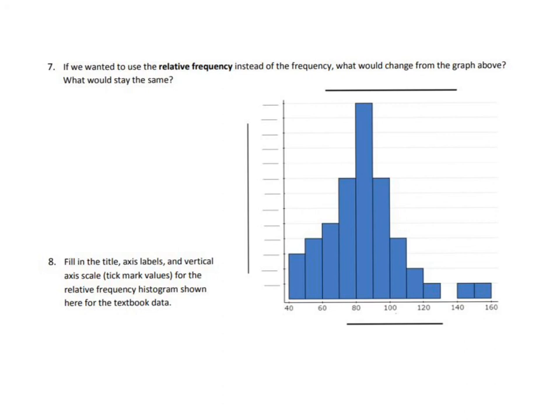Okay, so number 7 says if we want to use the relative frequency. Notice this one has a different word attached to it. This says relative frequency instead of just frequency. So relative frequency basically means your decimal. If you go back to your chart a couple pages, you had a frequency column and a relative frequency column. Remember, your relative frequency was that decimal version, like the 0.08, the 0.12, etc. So we're going to put your relative frequencies on your chart.